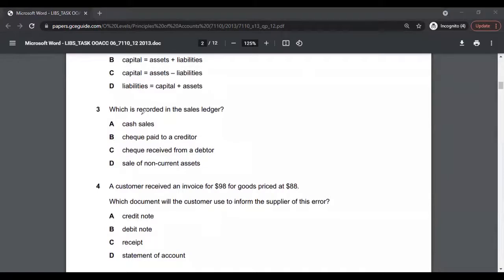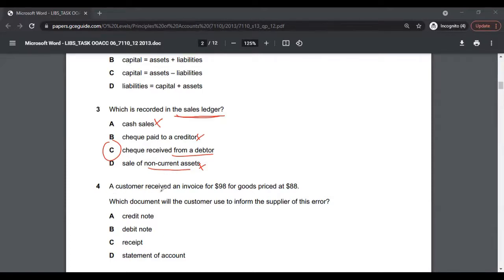Multiple choice 3. Which is recorded in the sales ledger? Not cash sales. The correct answer to multiple choice 3 is option C. Cheque received from a debtor has nothing to do with the sales ledger as well, and this is a sale of non-current assets again. So if you just go through the options here, it's very apparent. The answer is option C for multiple choice 3.